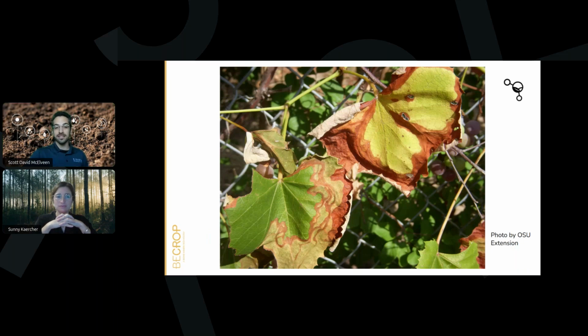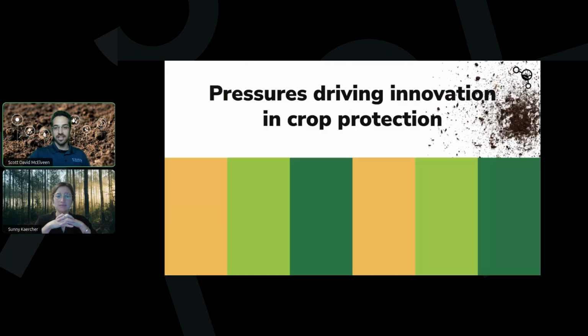Sunny, what are the main pressures driving innovation in crop protection these days? Yeah, well, clearly there's a lot to innovate around, right? These pathogens and pests are evolving always, just like us, just like plants. And here's a handful of different pressures that are impacting the innovation of crop protection products. So first is the diminishing efficacy due to resistance. So natural resistance over time, as these pests and pathogens evolve and kind of get to know the crop protection product and find their way around it one way or another.